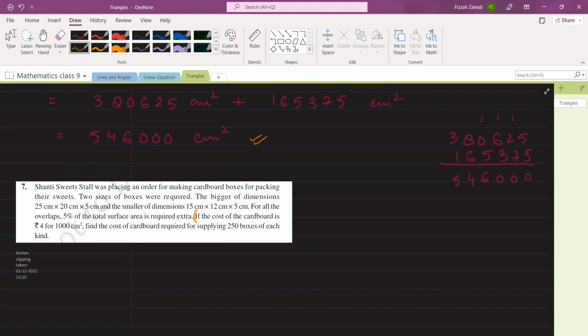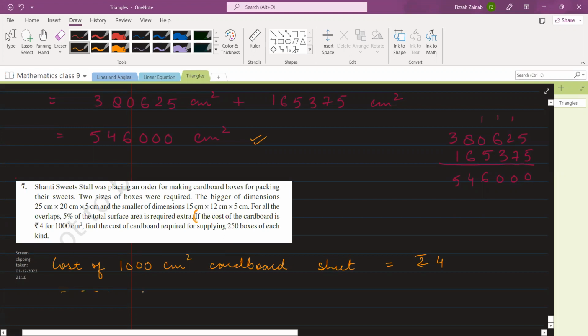Yes, ma'am. So we write like this: cost of 1000 centimeters square cardboard sheet is equal to rupees 4. This is given to us. So that means cost of 1 centimeter square cardboard sheet will be rupees 4 divided by 1000. Clear?